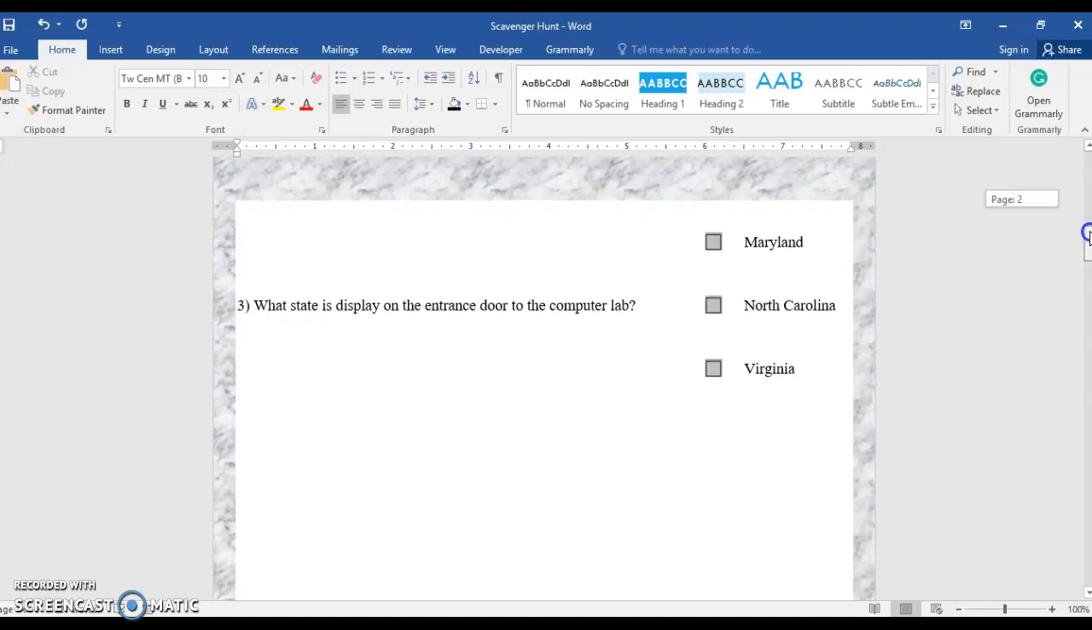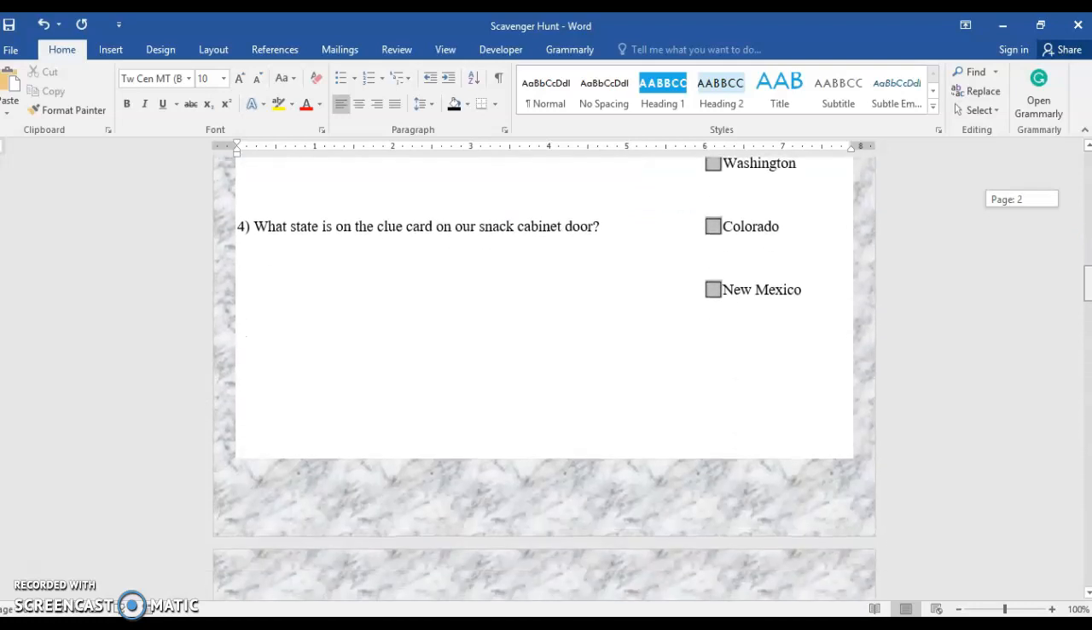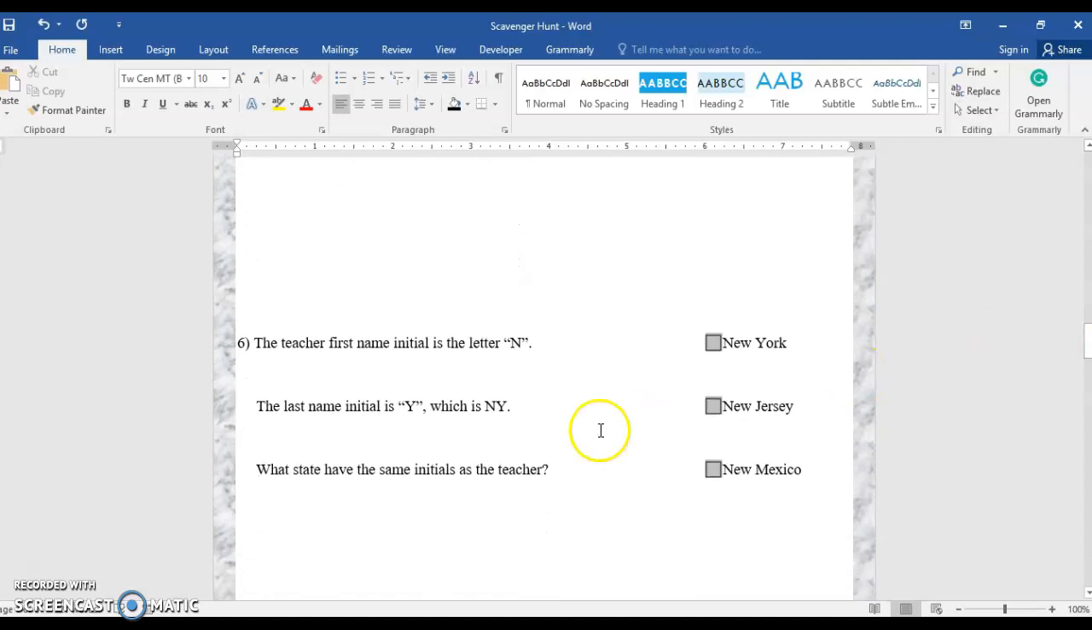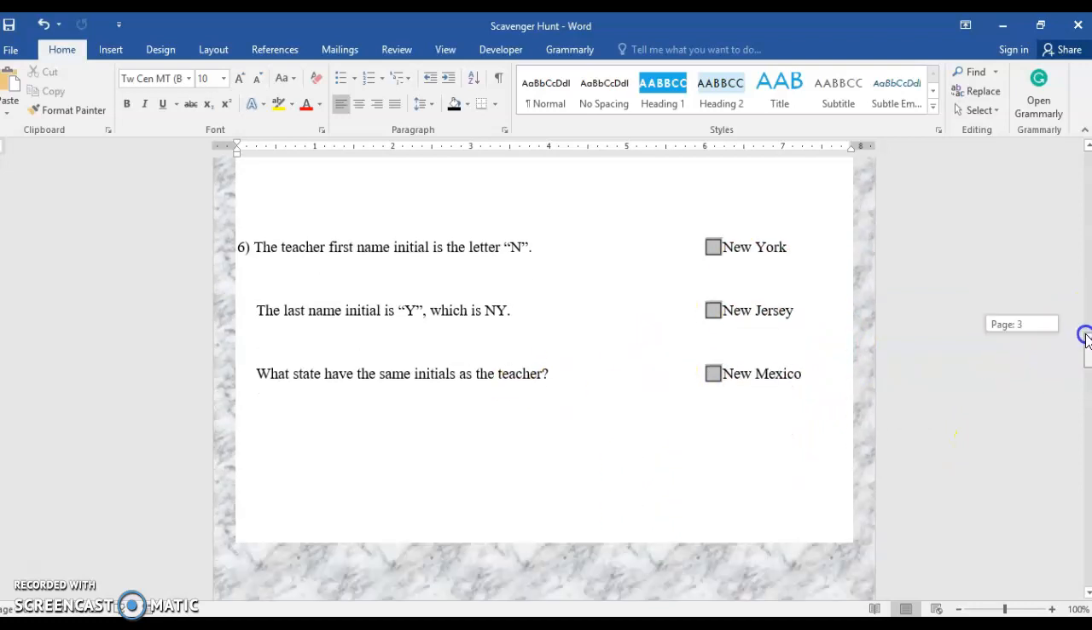Another thing, it also encourages interaction with this teacher. So here, if you see the first and last name of the teacher is NY. The first and last initial is NY, so they will find out, or they can just pretty much use this clue to answer this question.